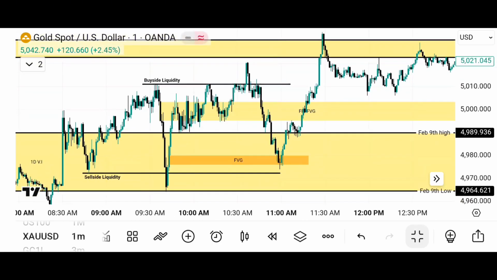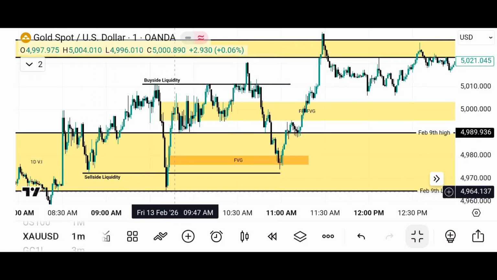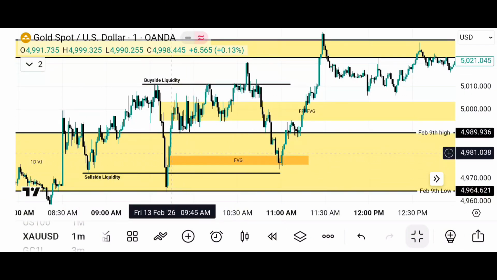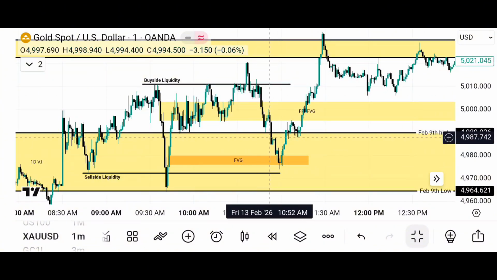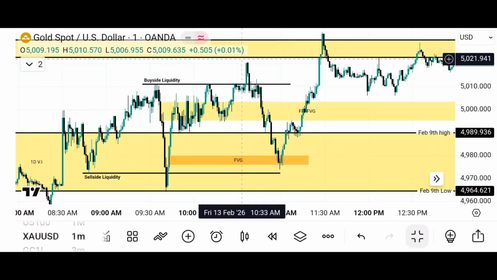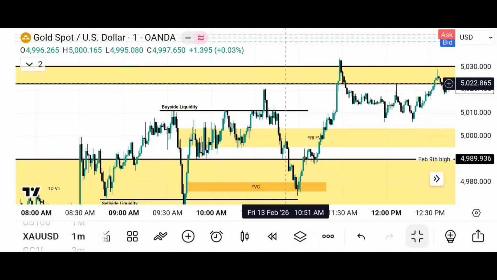So you can see price taking out sell side liquidity, taking out these lows, rolling up, took out buy side, left a fair value gap open, traded down into the fair value gap during the after the silver bullet run, traded down into the fair value gap and rallied up to take out this high and trading into our Monday's first presented fair value gap. So this is actually Monday's first presented fair value gap.